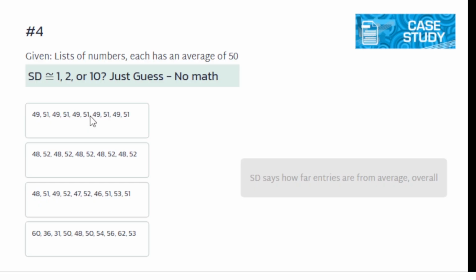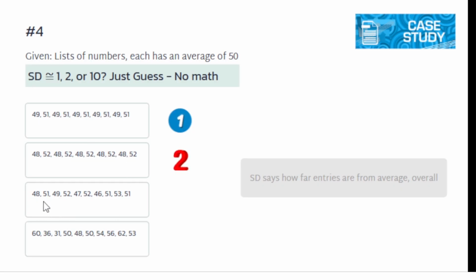So how can we guess the standard deviation? Standard deviation is the size of deviations. So if we want to guess the size of deviation, is it 1, 2, or 10? We should go for 1, yeah, without doing the math. Second one, 48, 52, 48, 52, 48. See, it's jumping up and down 2 by 2 from the average. So that's the deviation from the average. The size is 2, so that's your standard deviation. So we would guess 2. That's the standard deviation for this, without doing any math.